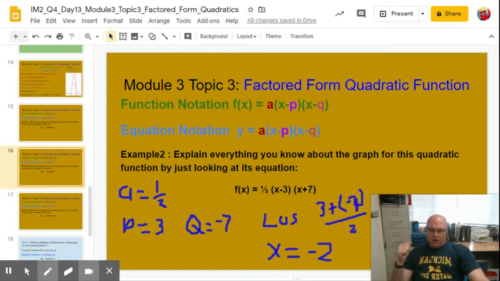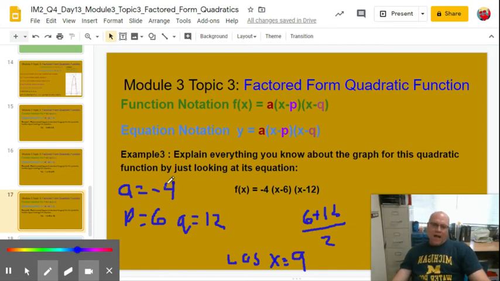Now to find the axis of symmetry, I just take the 3 plus the -7 here. It's kind of ugly there. 3 plus -7 is -4, and divide that by 2. And that's how I got the line of symmetry as x equals -2.